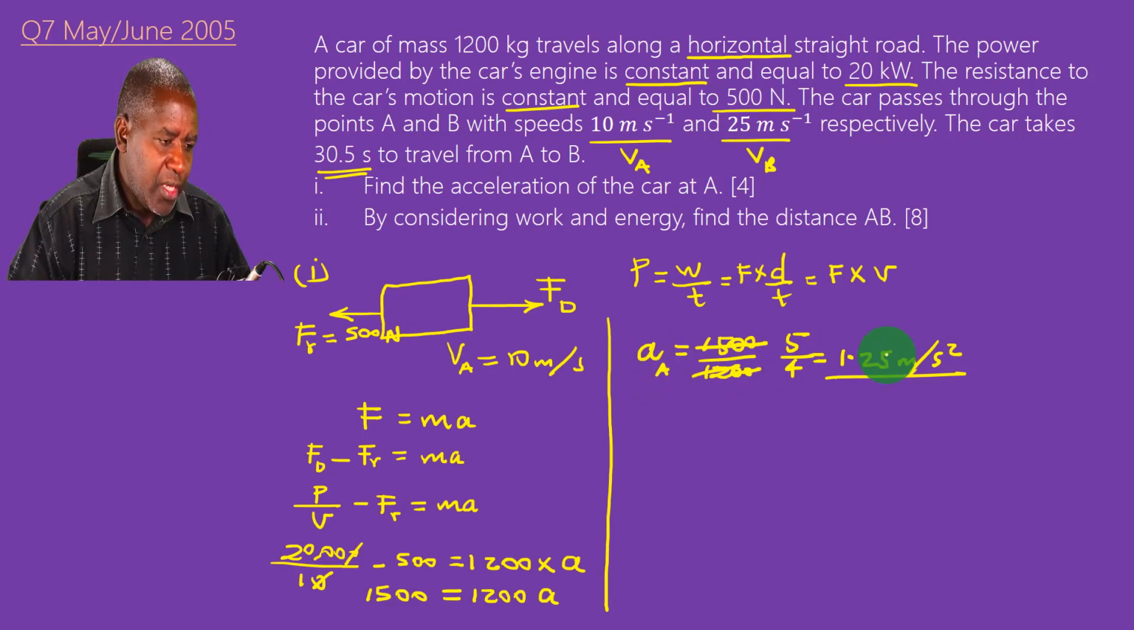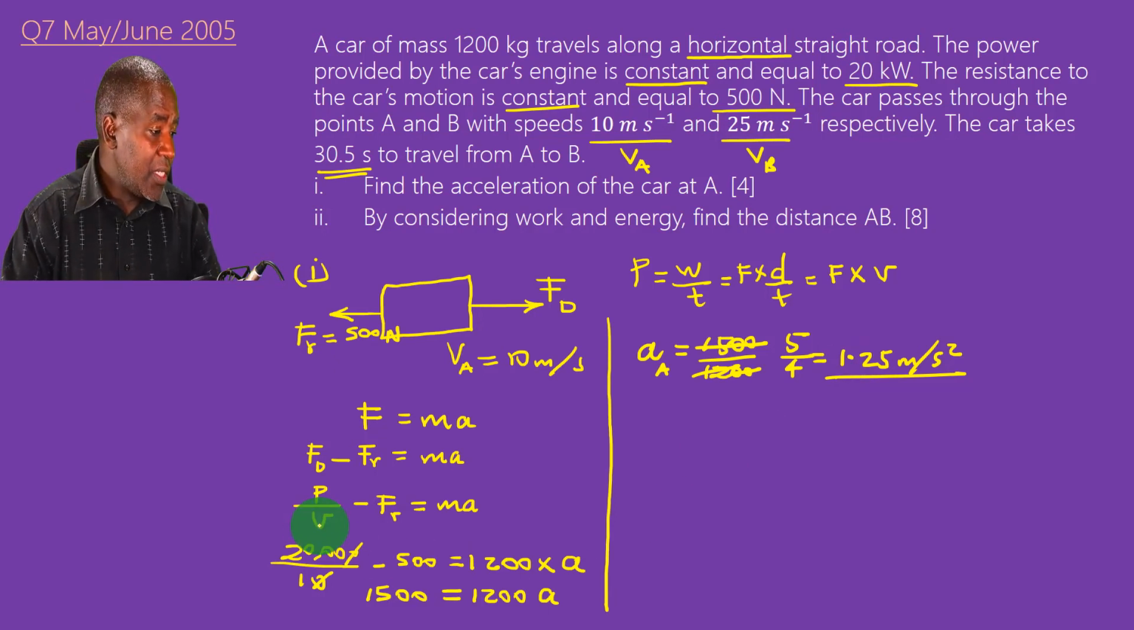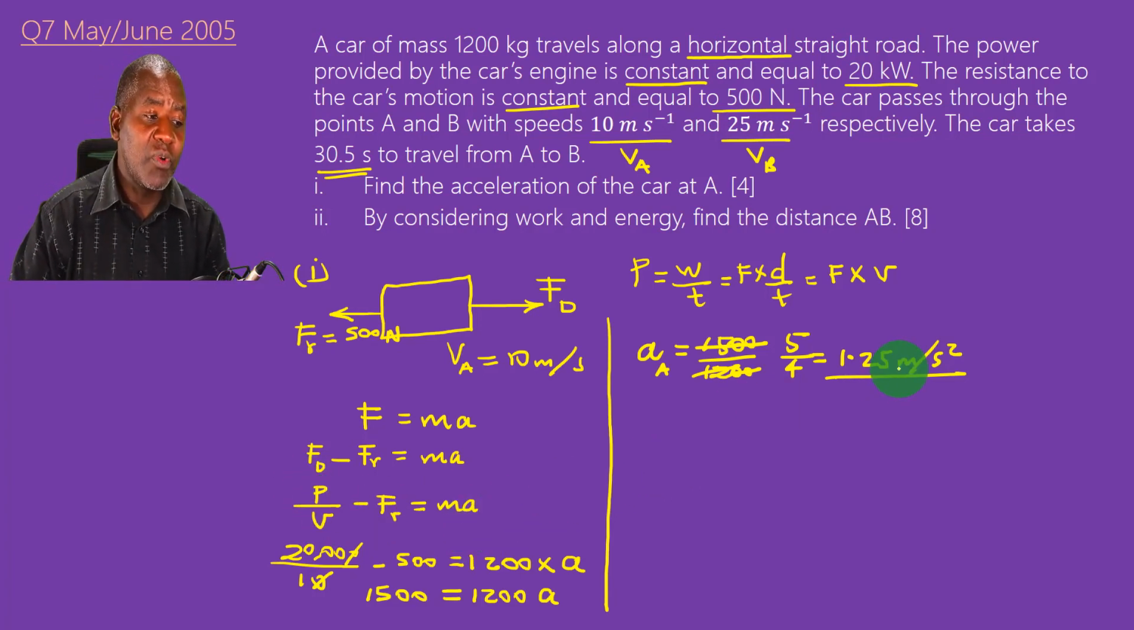Acceleration at point A is that much. Is the acceleration at point B different from the acceleration at point A? Of course it is. When you look at this equation, the speed at point B, this is constant, this is constant, this is constant, but the speed at point B is different. It's 25. That means the driving force is a little bit smaller, so the acceleration is going to be smaller than this. So that's why they ask us to calculate that.